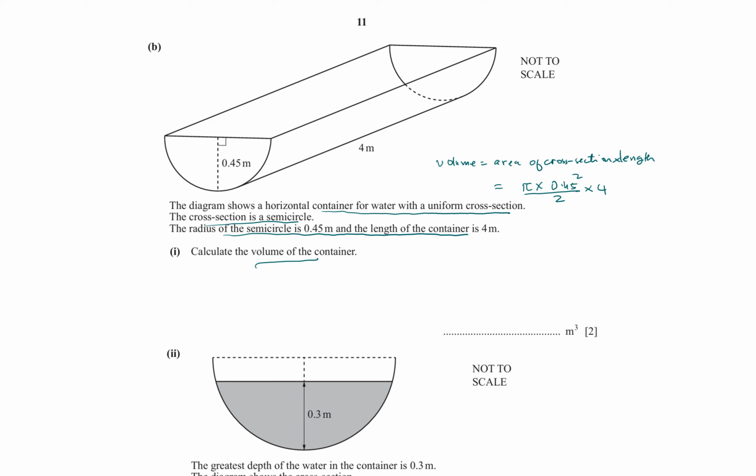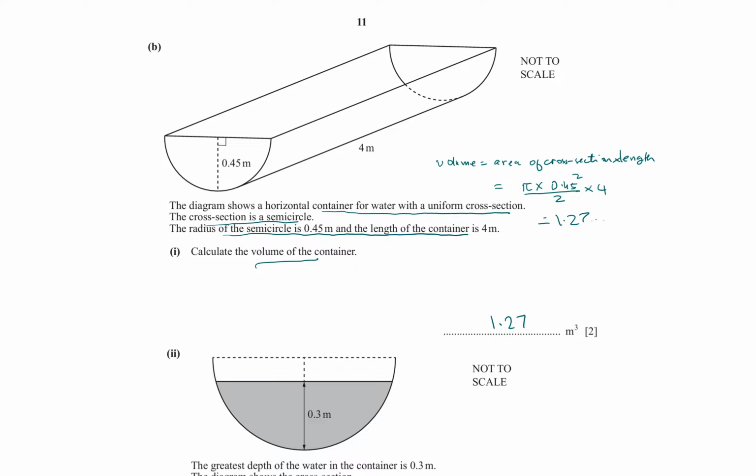So that will give me, multiplied by 0.45 square times 2. That's 1.27. So I get 27 and so on, ignoring the other digits. So I get the answer as 1.27 meter cube.